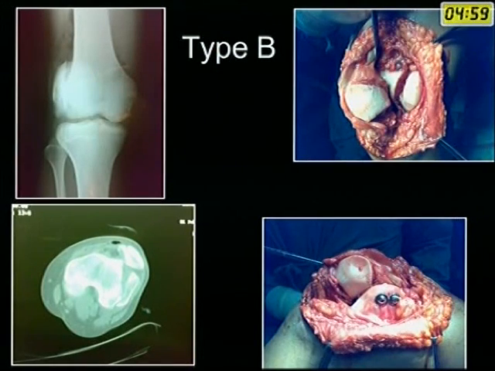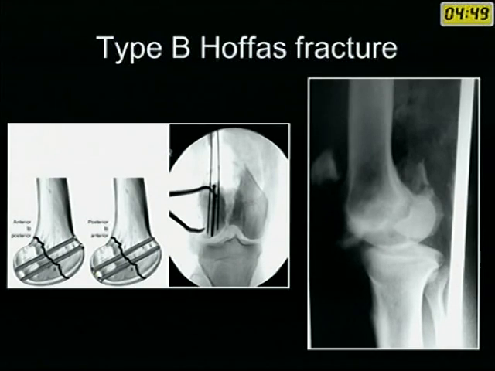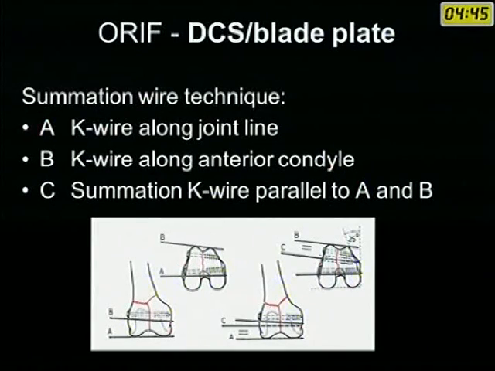In a type B fracture, it's a partial intra-articular fracture, you can use a fixation device, fix the coronal fragment first, then fix the articular fragments. This is a Hoffa's fracture, and this is a partial intra-articular fracture fixed using screws. Other fixation devices are the dynamic condylar screws or the blade plate.